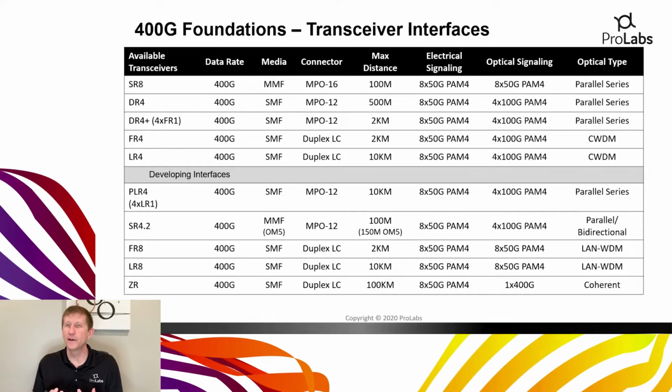Then you've got the ZR, the 400 gig. Now, this is something you're going to see over the next year come to market. And this is going to be a 1x400 gig coherent DWDM technology. So this is pretty exciting, right? This is where we're going to have real change for long haul networking and beyond, and from the core to the edge. This is going to be a big change over the next year or so.